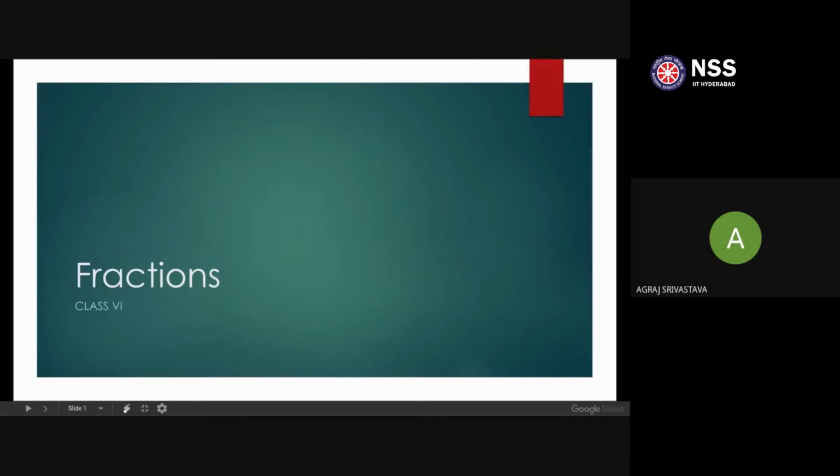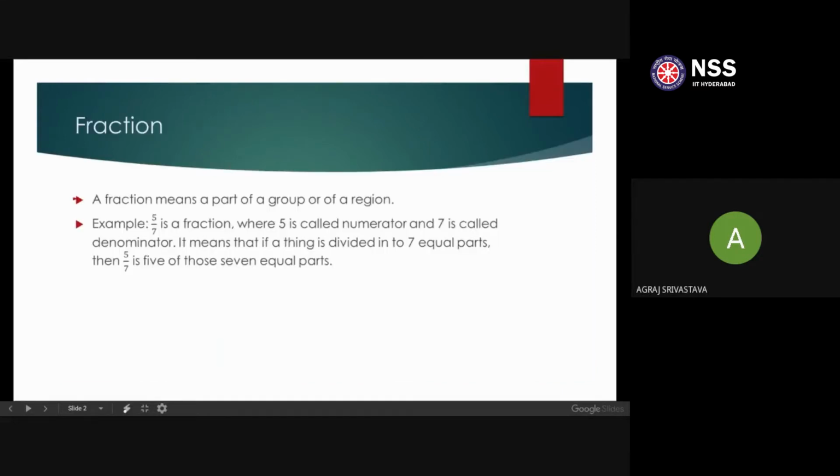Hello, everyone listening in. Today, we're going to be talking about the topic fractions, which belongs to the subject of mathematics. And let's just get into it. So, a fraction is basically something that conveys a part or something less than a whole of a group or a region. Okay, and an example of that, as you can see on the board, is 5 by 7.